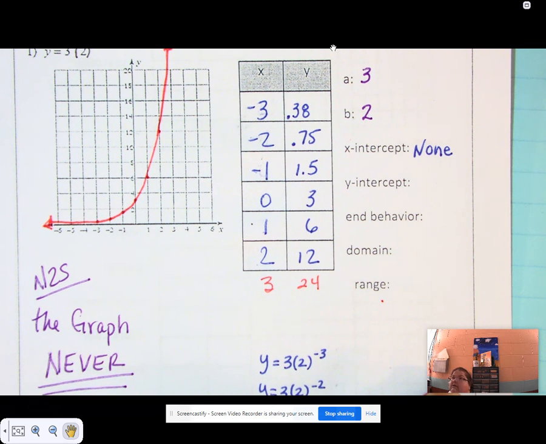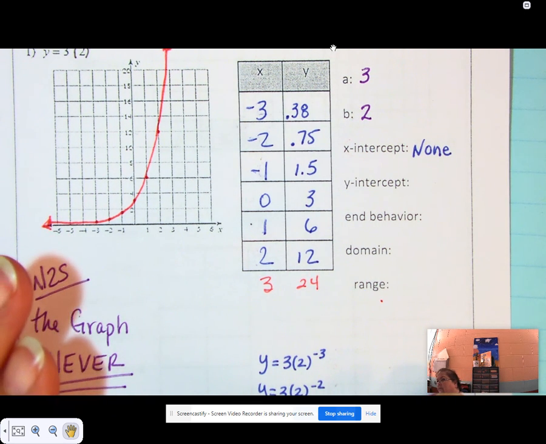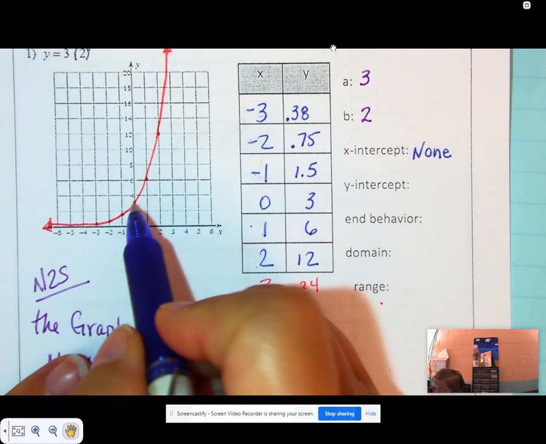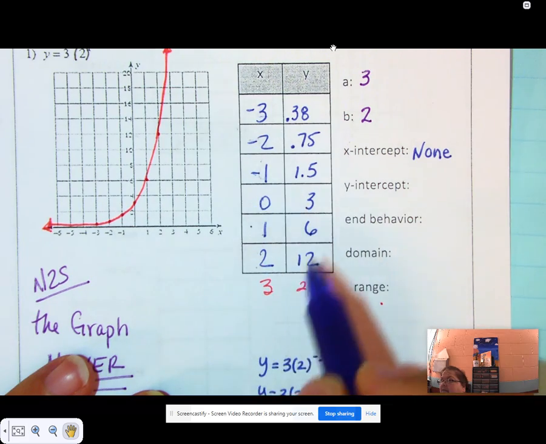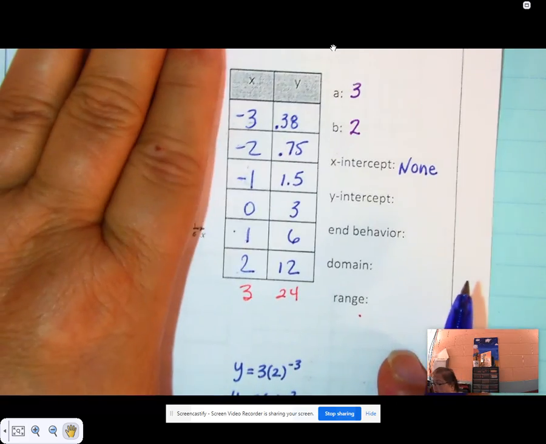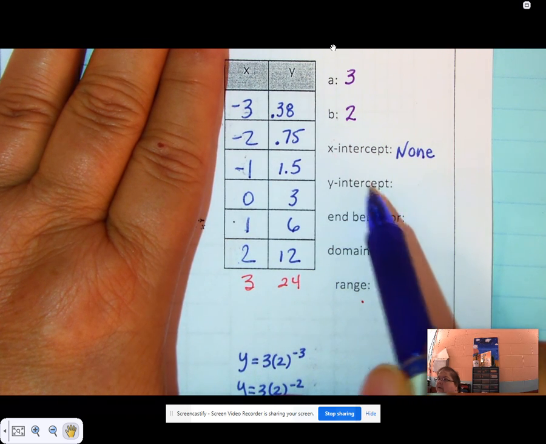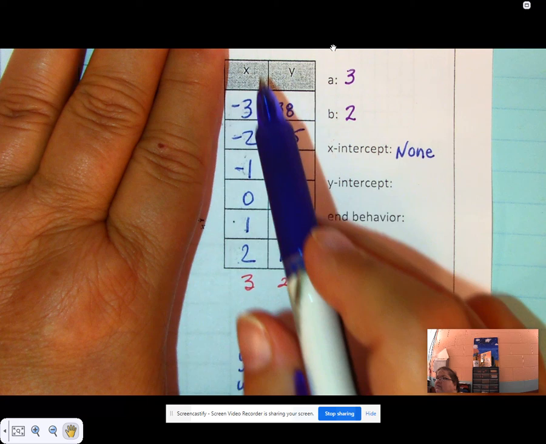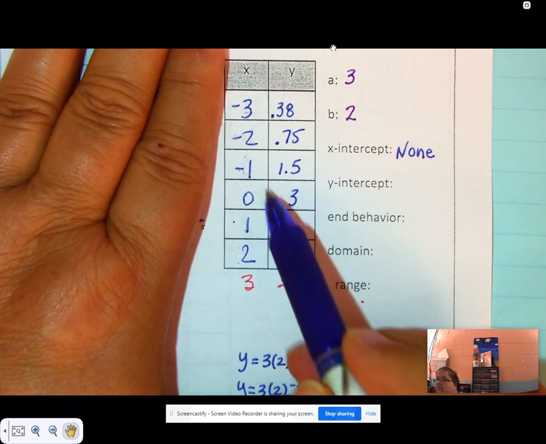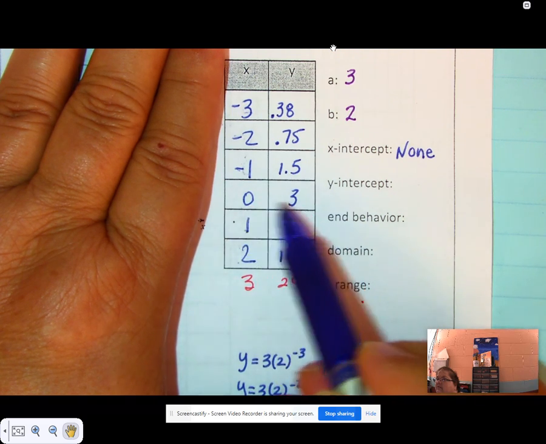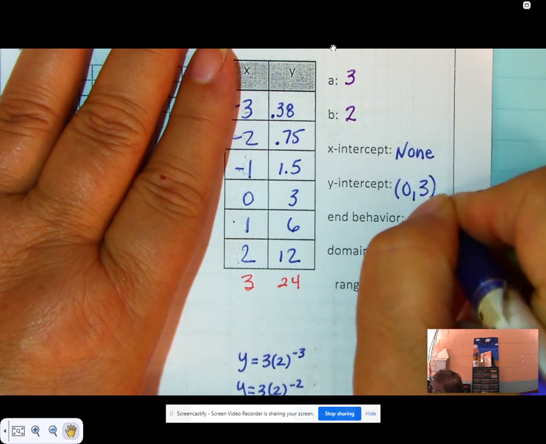That's none. But for the y-intercept, what I'd like you to do is look here and go, oh look, that is (0, 3). But I want you to also be able to find it in this table. So when I look at the table, how do I know it's a y-intercept? In order for it to be a y-intercept, what does the x value have to be? 0. So this is my y-intercept, (0, 3).